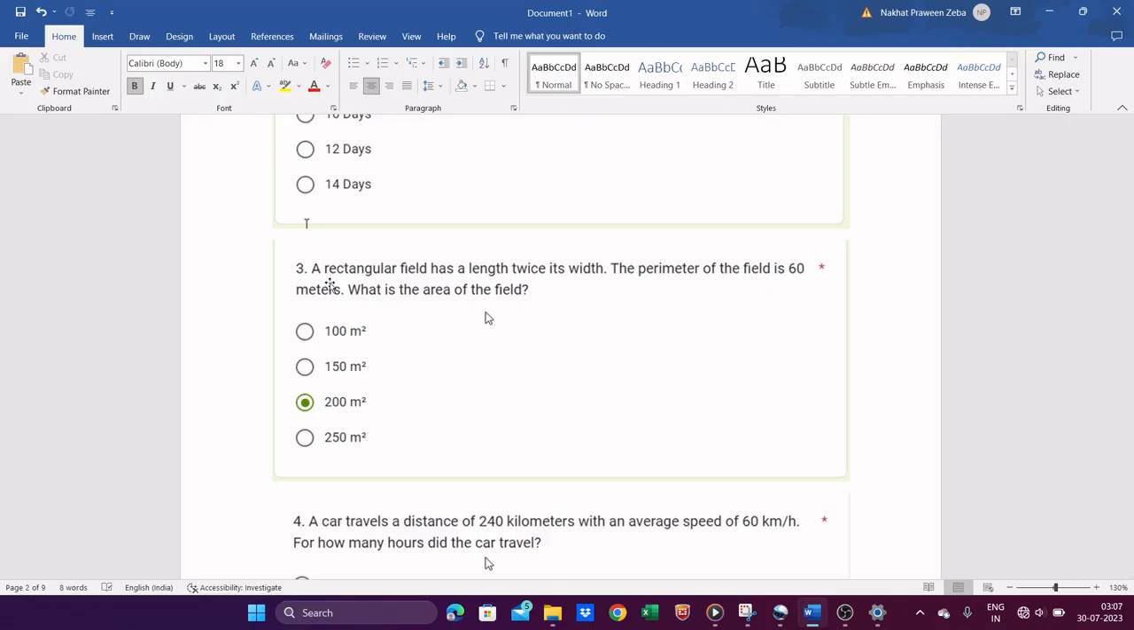What is the area of the field? So simple question. If you will solve it, then you will get the answer 200 meters square. So you can just mark it.